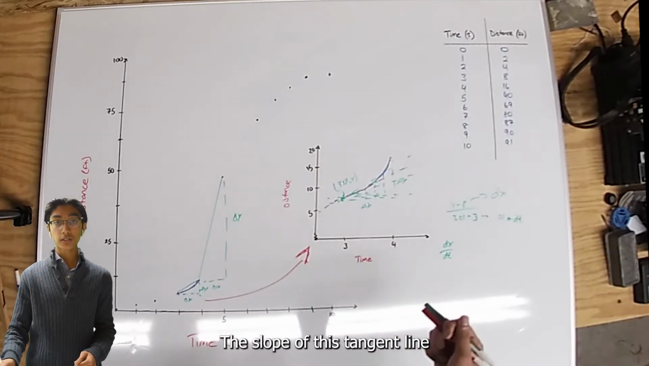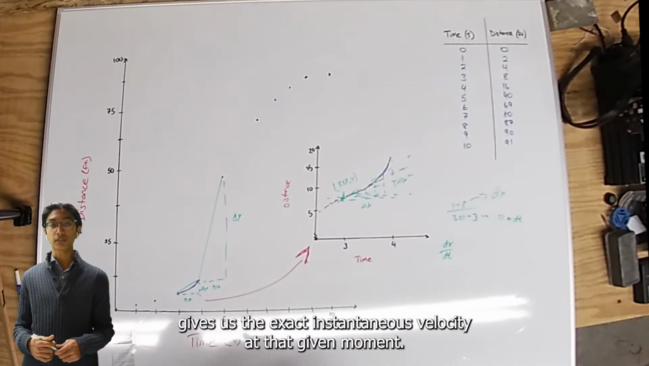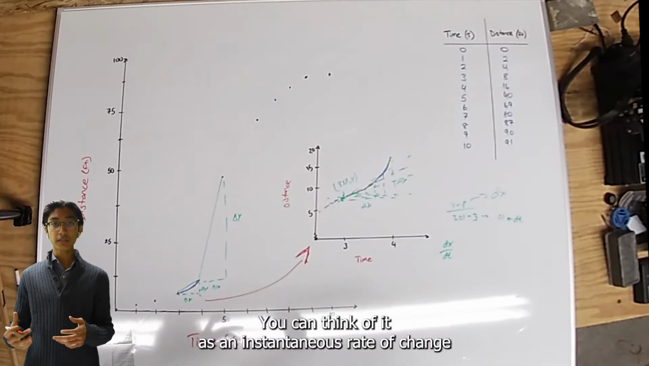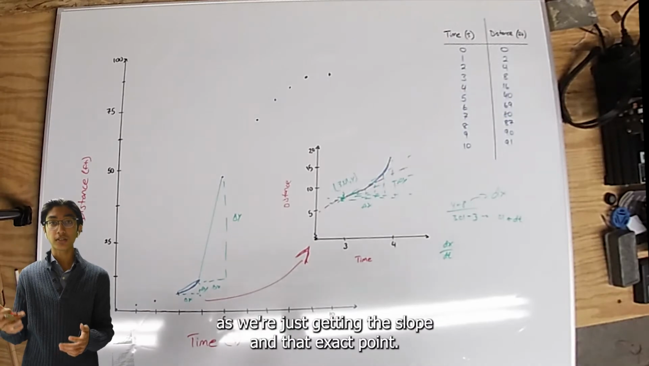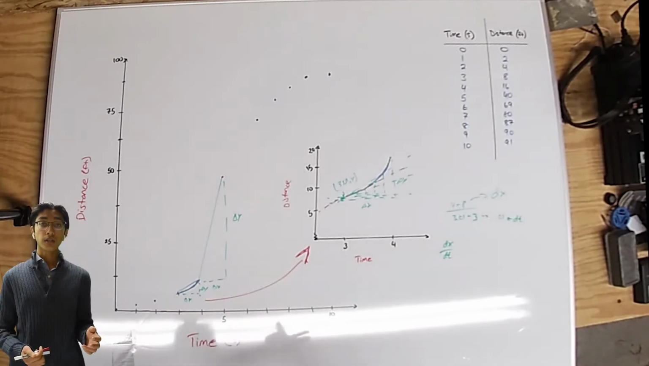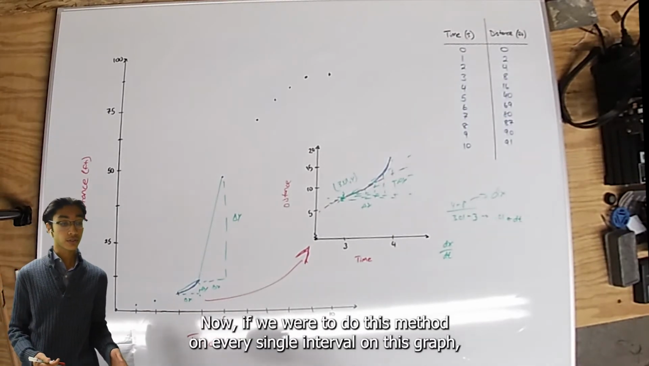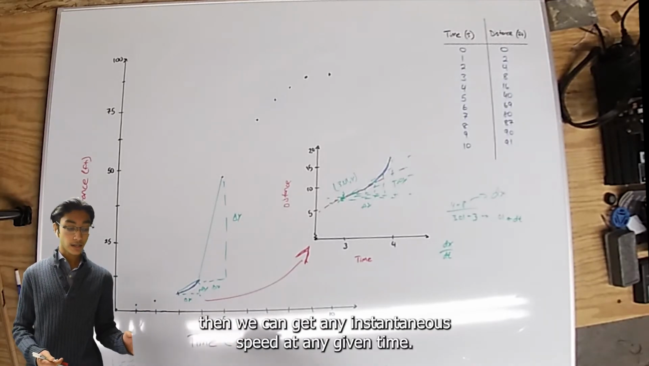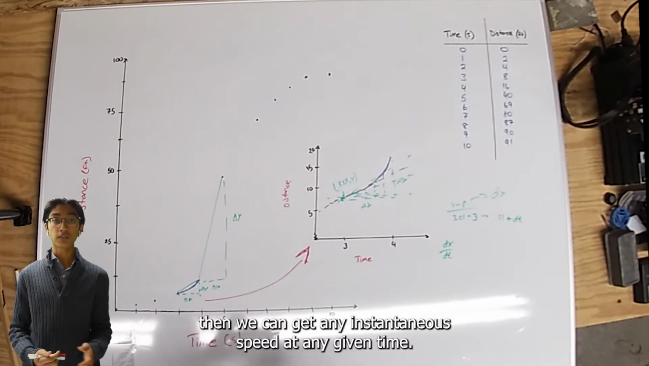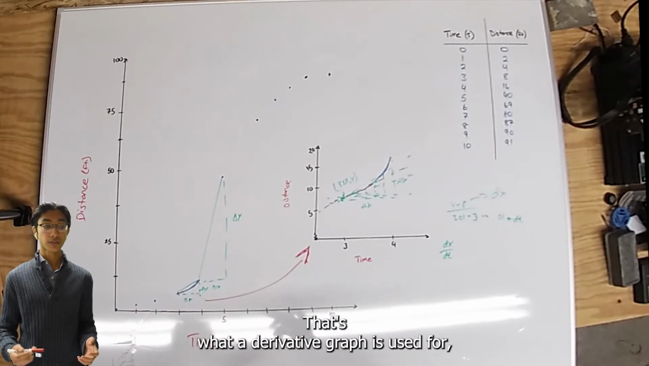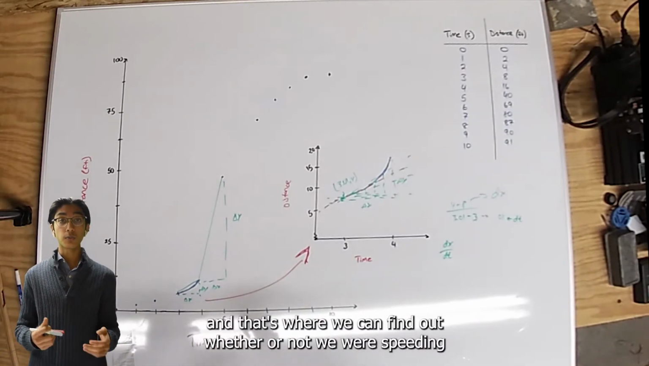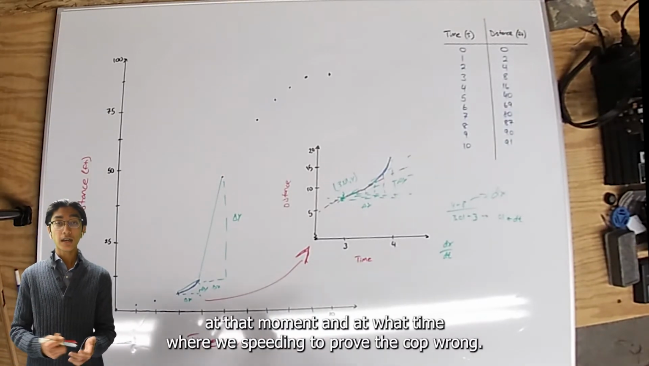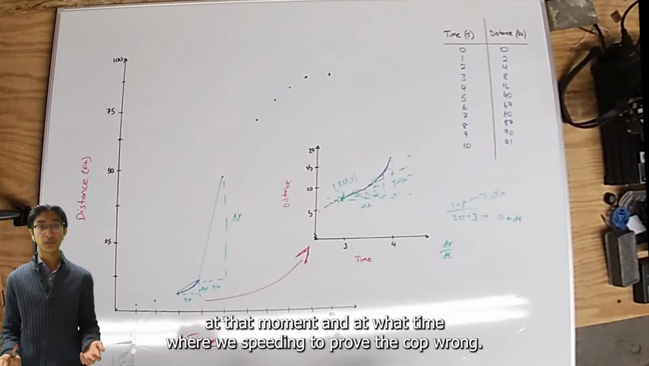The slope of this tangent line gives us the exact instantaneous velocity at that given moment. You can think of it as an instantaneous rate of change, as we're just getting the slope at that exact point. Now, if we were to do this method on every single interval on this graph, then we could get any instantaneous speed at any given time. That's what a derivative graph is used for, and that's where we can find out whether or not we were speeding at that moment and at what time were we speeding to prove the cop wrong.